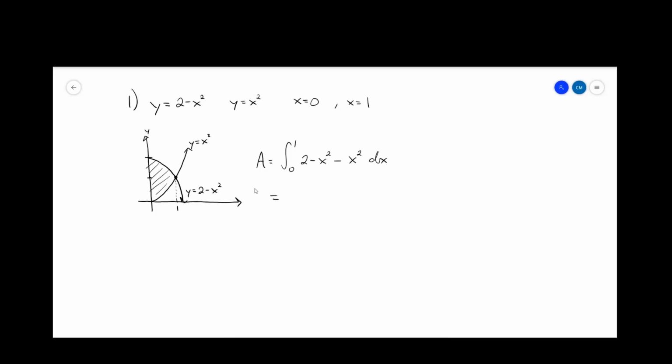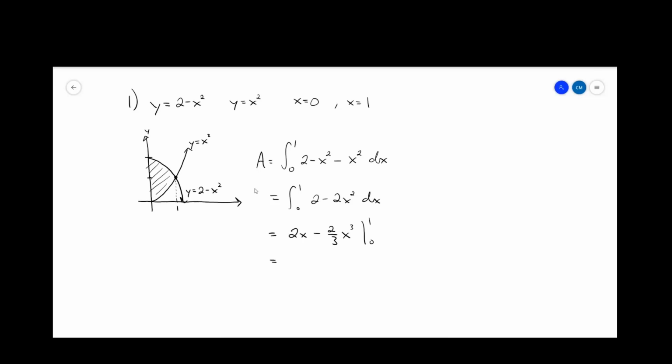Okay, so let's simplify it and then find the antiderivative. So this is 2 minus 2x squared. So that's the integral that we have to find. Again, you can kind of see, when I said you got to know how to do your calculus from calculus 1, well, here we go, right? We got to remember how to do these integrals. So the antiderivative of 2 is 2x, the antiderivative of 2x squared is 2/3 x cubed.